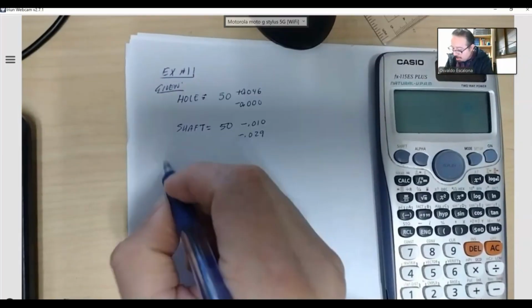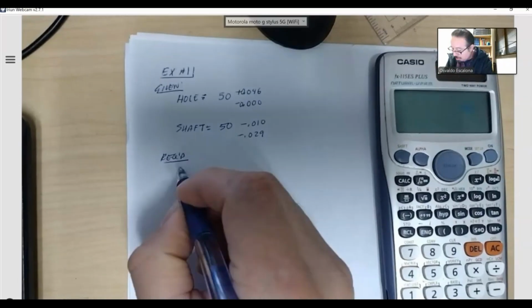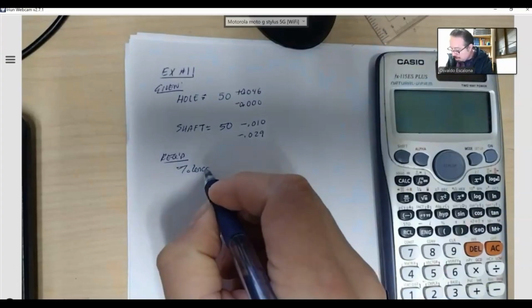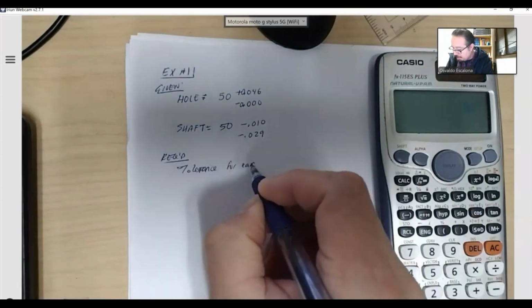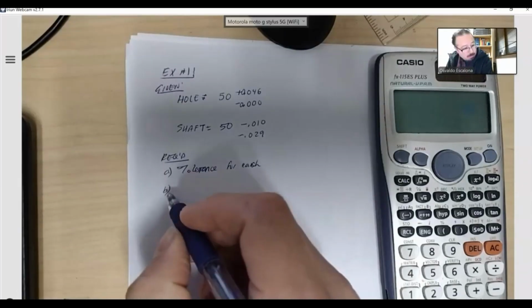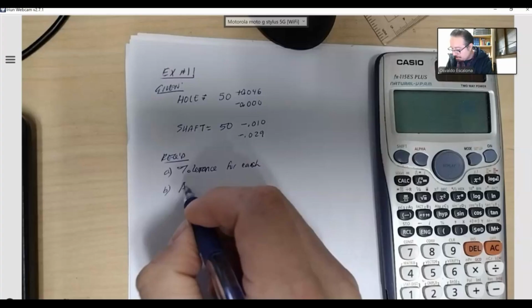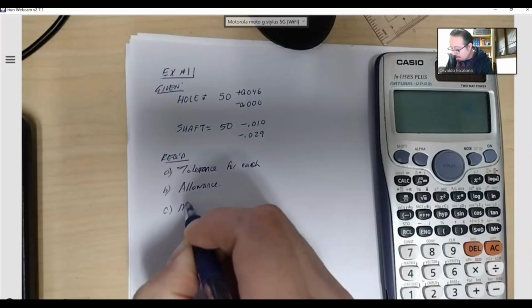and then my required is A, the tolerance for each. B, they wanted to know the allowance. And C, they wanted to find out the maximum clearance.